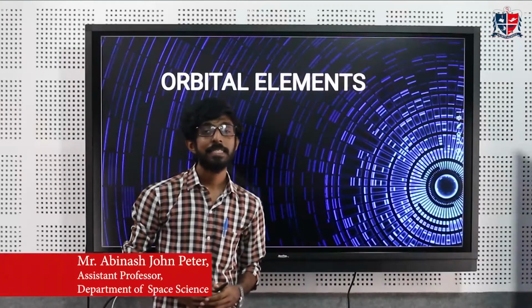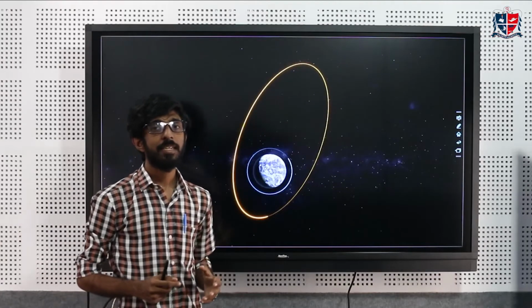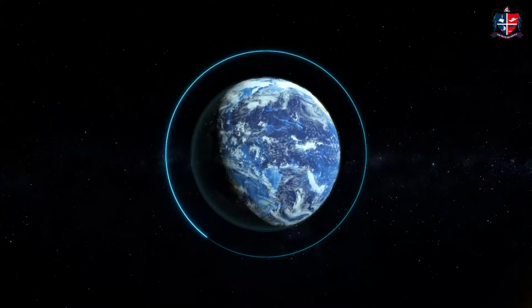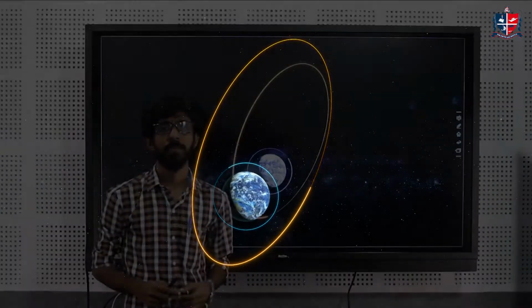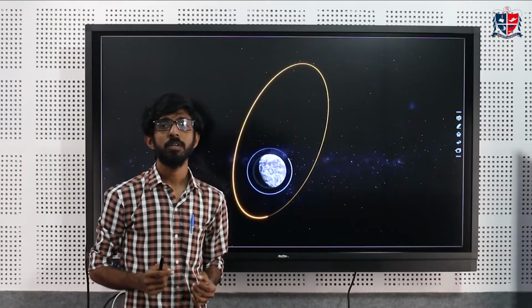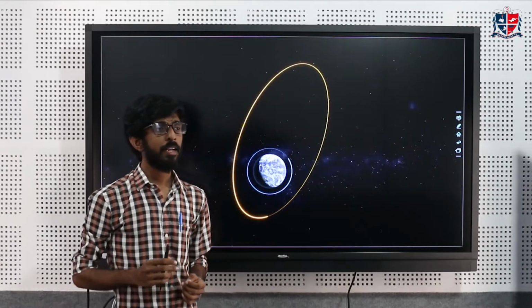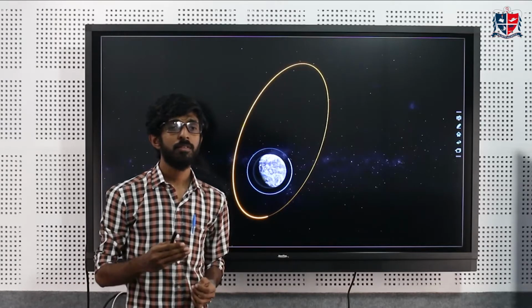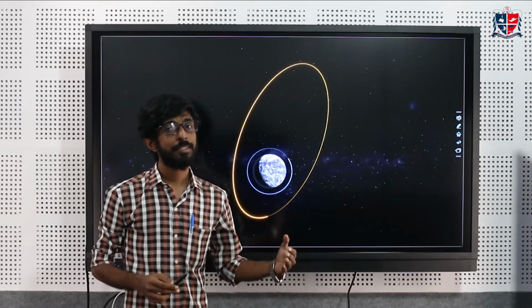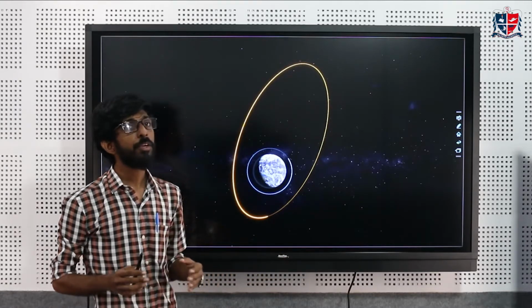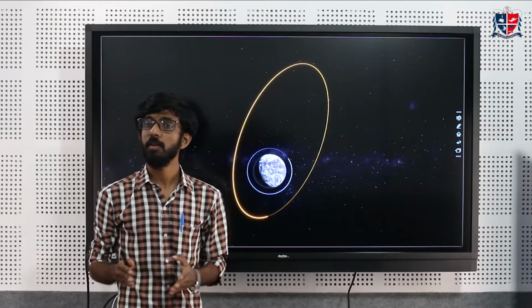Welcome to this lesson, and in this lesson we are going to talk about orbital elements. We use artificial satellites a lot these days for navigation, weather forecasting, telecommunication, defense, etc. And it is important for us to know the exact position of a satellite at a particular time. We also need to calculate the position and velocity of a satellite at a given future time as well. So we make use of certain parameters known as orbital elements or classical orbital elements.